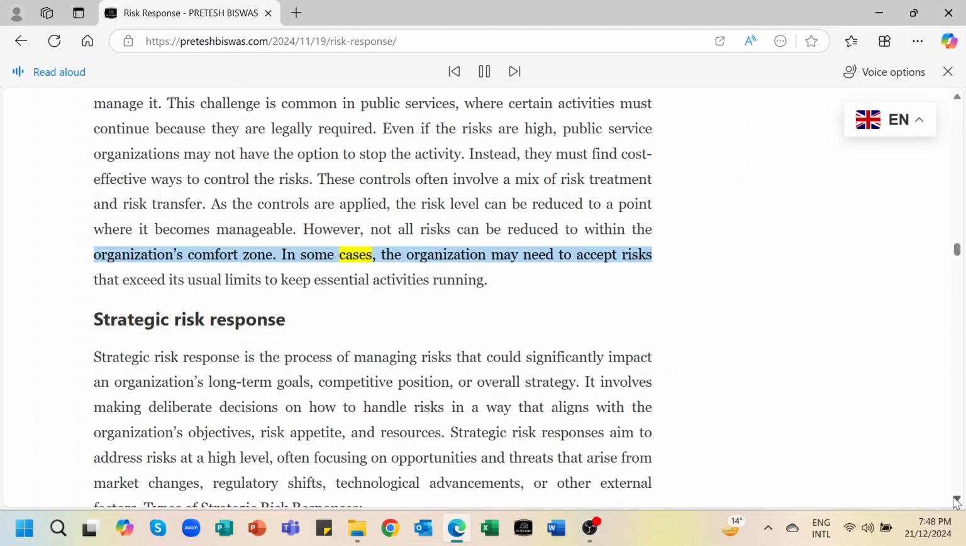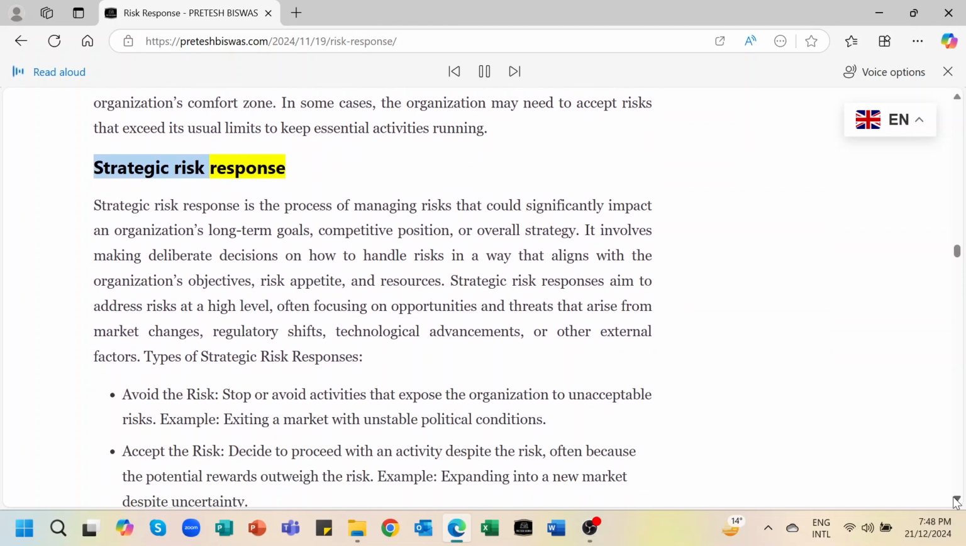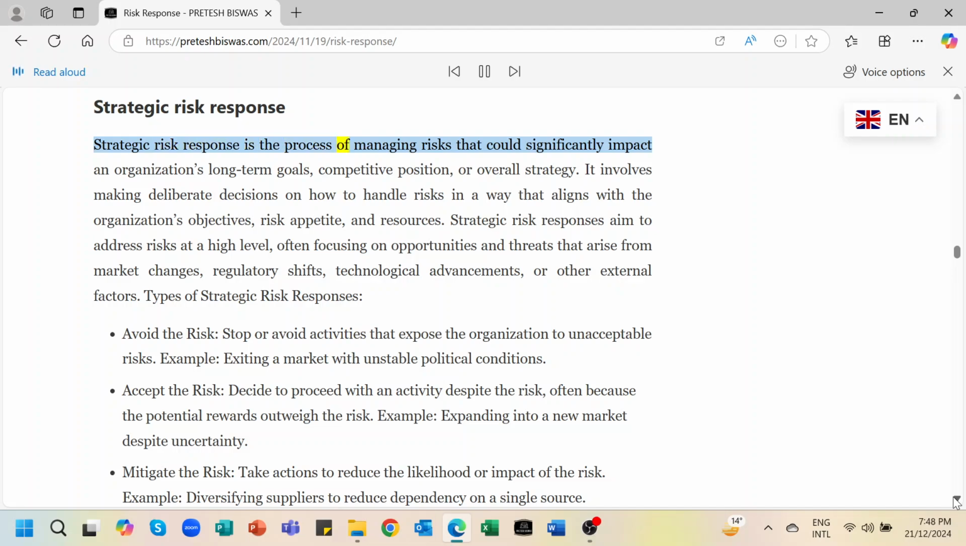In some cases, the organization may need to accept risks that exceed its usual limits to keep essential activities running. Strategic risk response. Strategic risk response is the process of managing risks that could significantly impact an organization's long-term goals, competitive position, or overall strategy. It involves making deliberate decisions on how to handle risks in a way that aligns with the organization's objectives, risk appetite, and resources. Strategic risk responses aim to address risks at a high level, often focusing on opportunities and threats that arise from market changes, regulatory shifts, technological advancements, or other external factors.